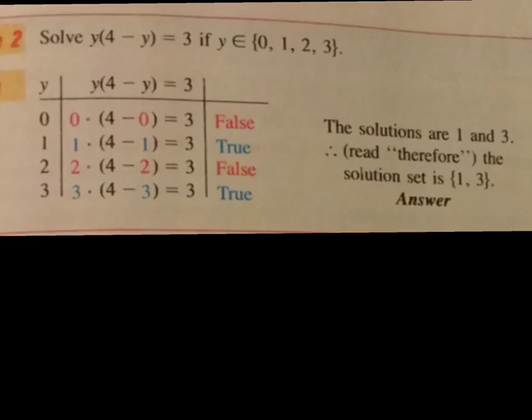Okay, the last little bit is this symbol here. It's read as therefore. So the entire solution reads, the solutions are 1 and 3. Therefore, the solution set is 1 and 3.